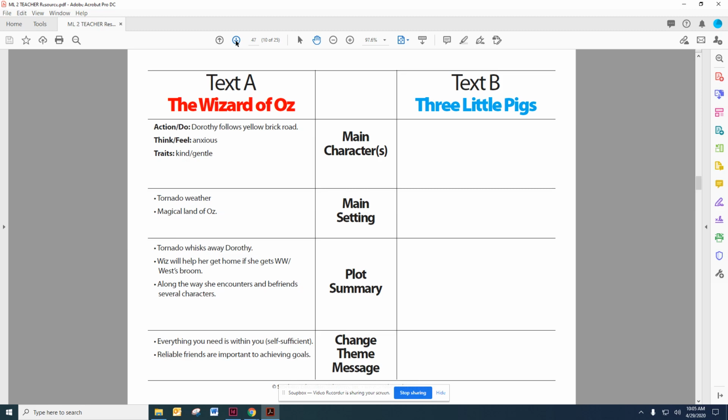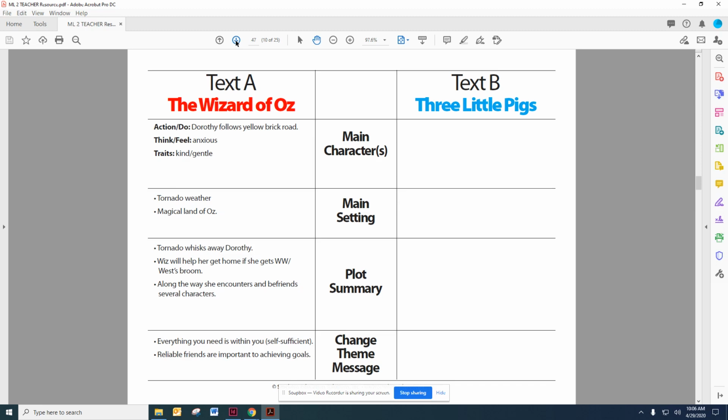Okay. Plot summary. The tornado whisks her away. She wants to get home. The wizard says he'll help her as long as she brings the broom from the Wicked Witch of the West. And while she's trying to get that broom, she's meeting all these characters. All right. And then she does finally get home when she realizes she had the power all along, which leads us to the theme, right?